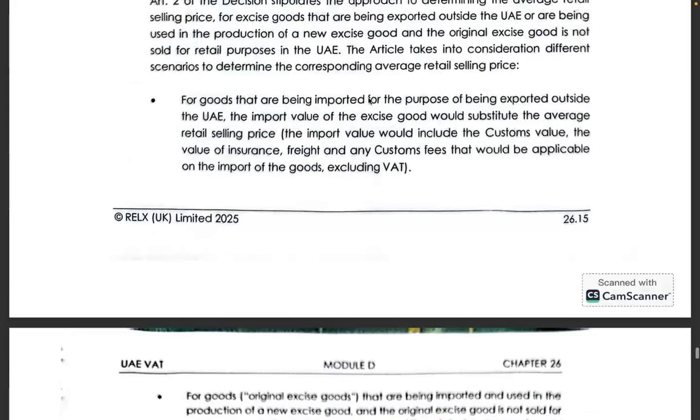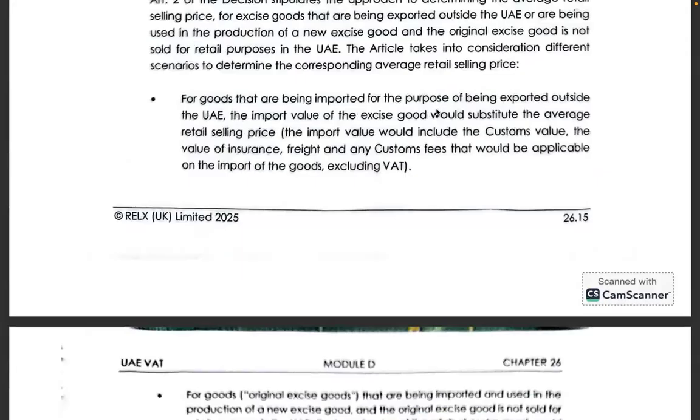For goods that are being imported for the purpose of being exported outside the UAE, the import value of the excise good would substitute the average retail selling price. The import value would include the customs value, the value of insurance, freight, and any custom fees that would be applicable on the import of the goods, excluding VAT.